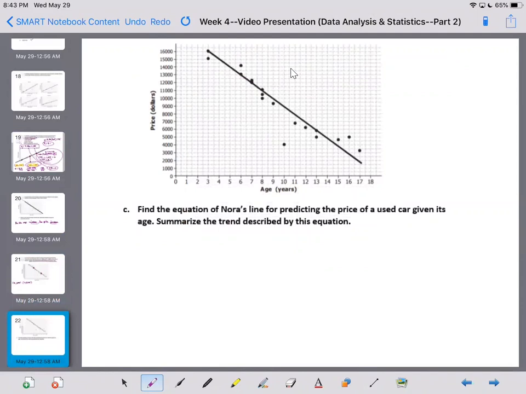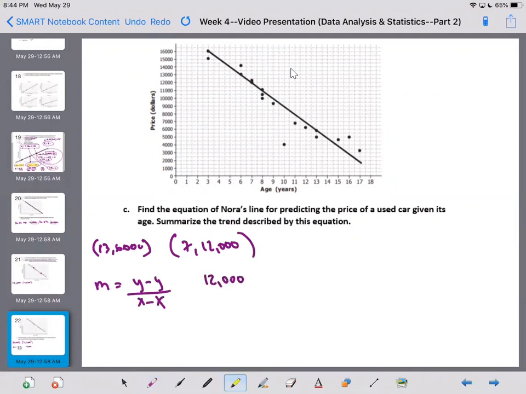So again, she used 13 and 6,000, and she used the points 7 and 12,000. Let me rewrite that, it's a little sloppy. We're going to use the slope formula, y minus y divided by x minus x. I'm going to start with 12,000 and then subtract this y. A common error students make when finding the slope of a line is they tend to go with the x values in the numerator instead of the y values.